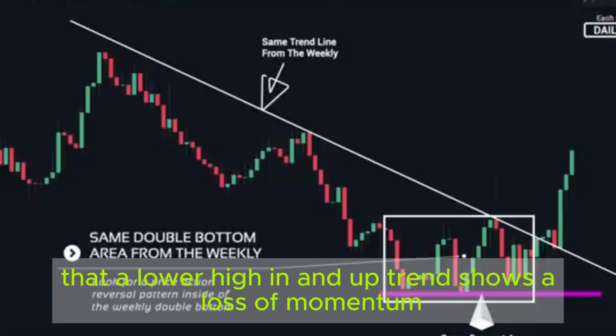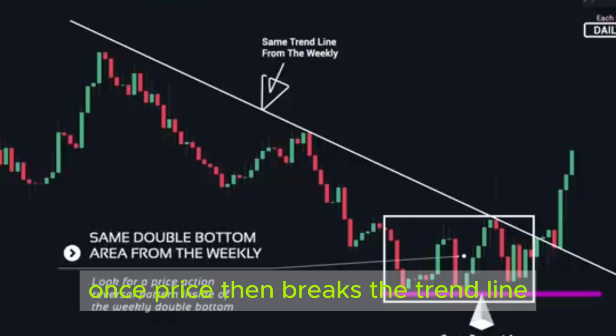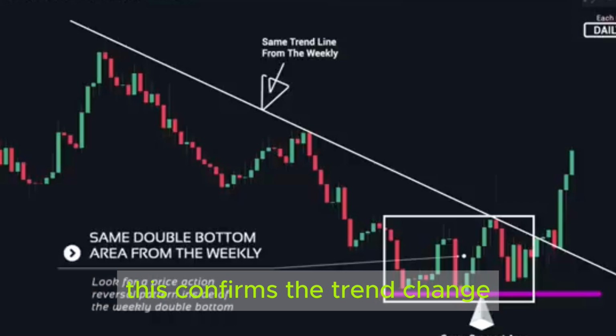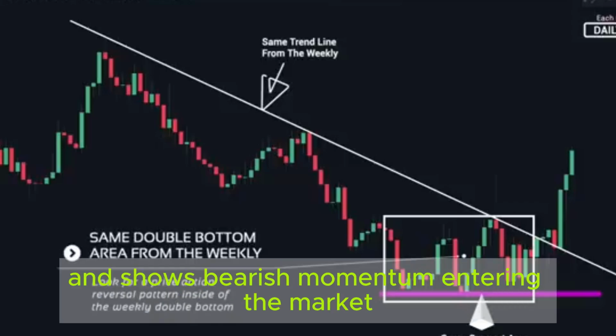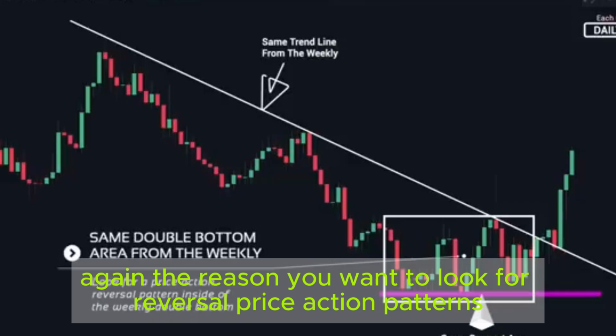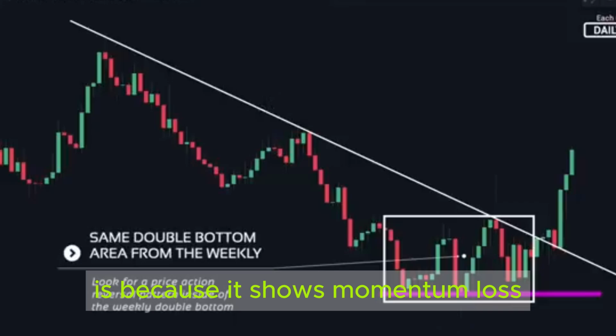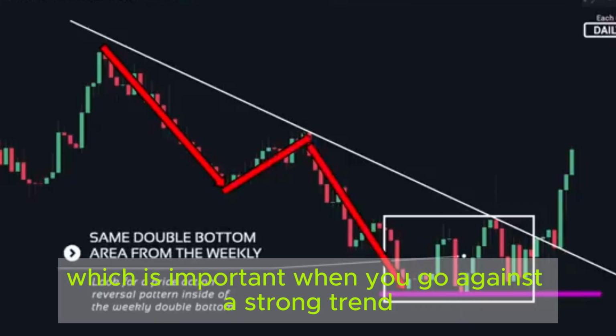which is when you would think to yourself that a lower high in an uptrend shows a loss of momentum. Once price then breaks the trend line, this confirms the trend change and shows bearish momentum entering the market. Again, the reason you want to look for reversal price action patterns before a trendline break is because it shows momentum loss, which is important when you go against a strong trend.